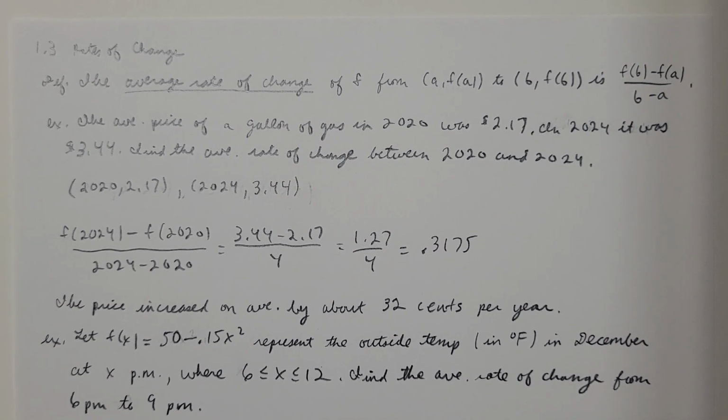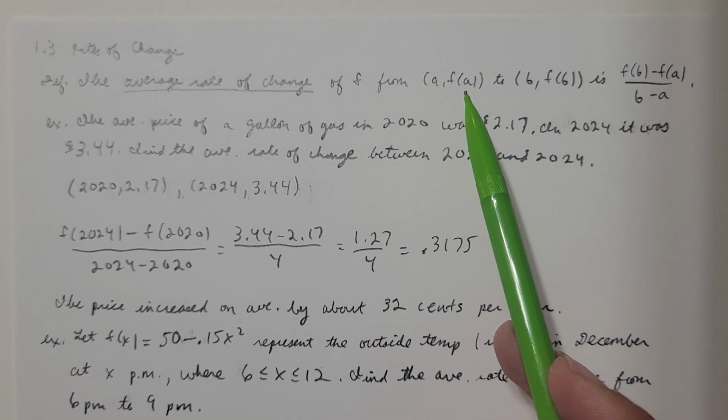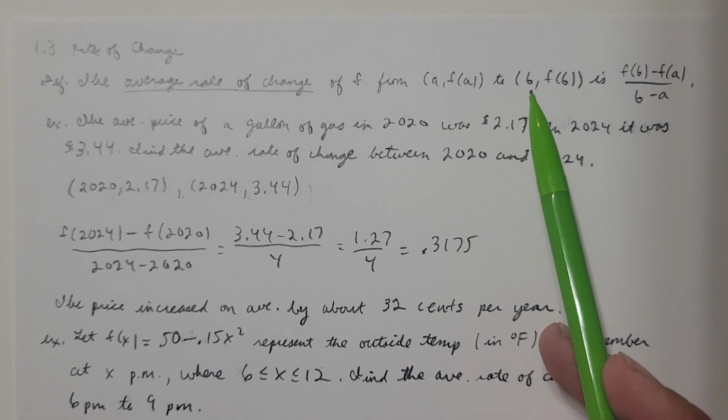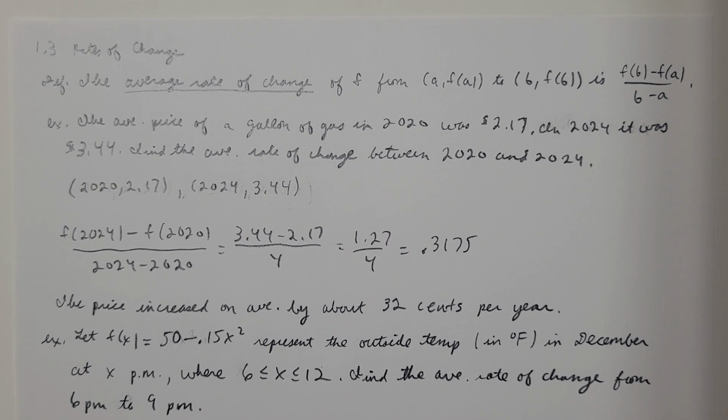We'll go ahead and begin section 1.3 in this video. It's called rates of change, okay? And the definition there to start, it says the average rate of change of a function f from a to b is f of b minus f of a divided by b minus a. Okay. So let's take a look at some examples of that.